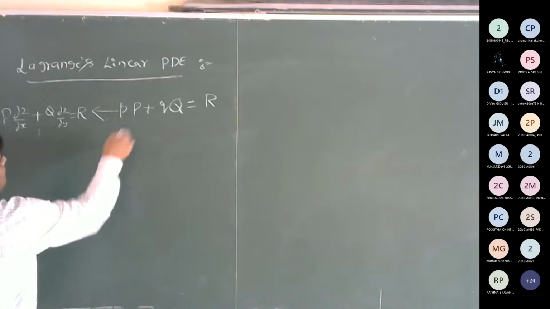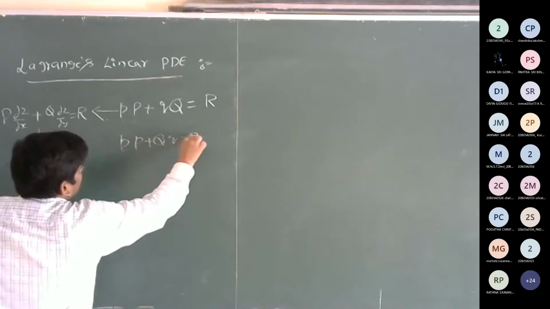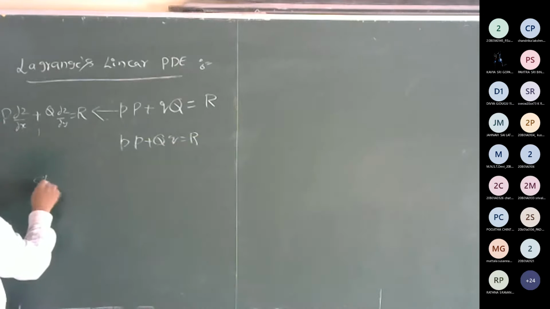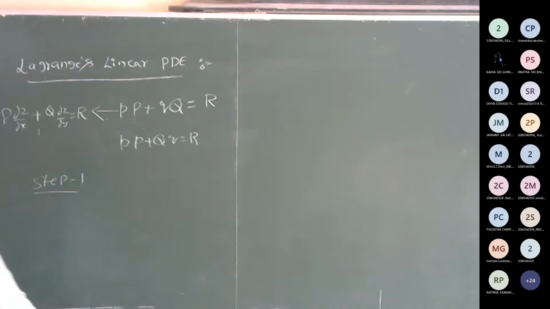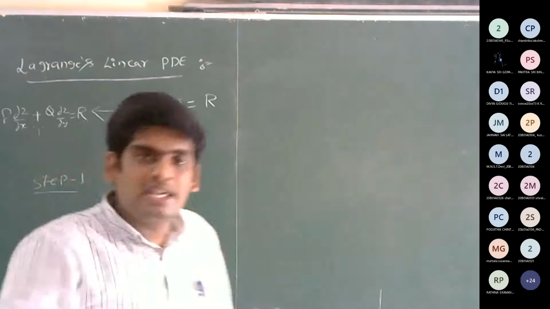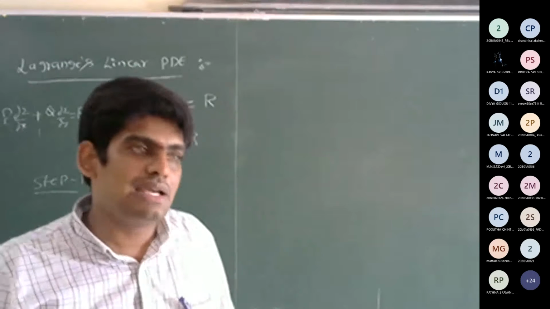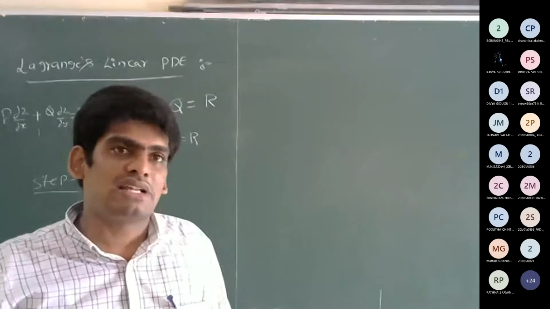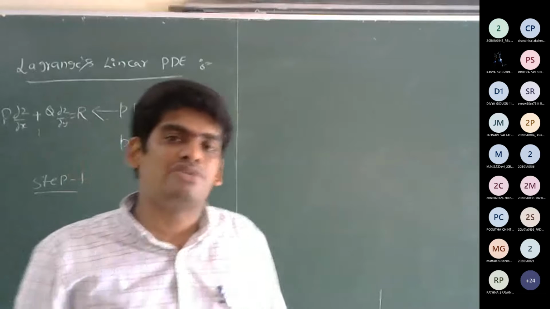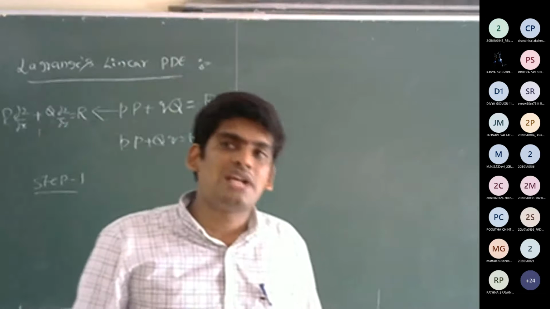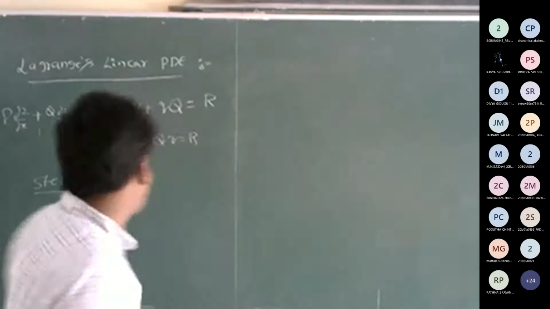First, the given equation is of the form Pp + Qq = R. To solve it, the first step is to write down the subsidiary equations or auxiliary equations. Already we know the auxiliary equation and the differential equations. Likewise, here also, from the given partial differential equation, first write down the auxiliary equations or subsidiary equations, right?